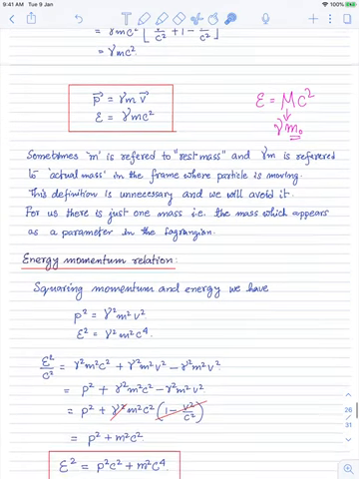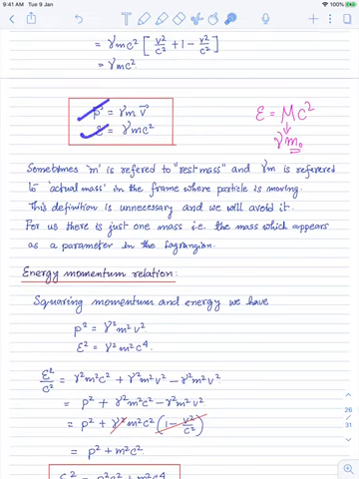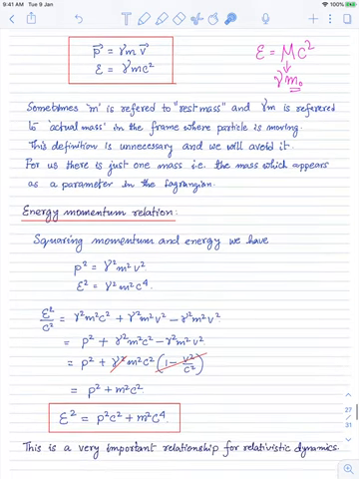Now with energy and momentum defined in this way, we come to a very important relationship between energy and momentum. You can derive it by just, so this is the energy and momentum of a free particle. If you square the momentum, you get gamma square m square v square. And if you square the energy, you have gamma square m square c to the 4, because energy was gamma mc square. That's why you have a c to the power 4 here.